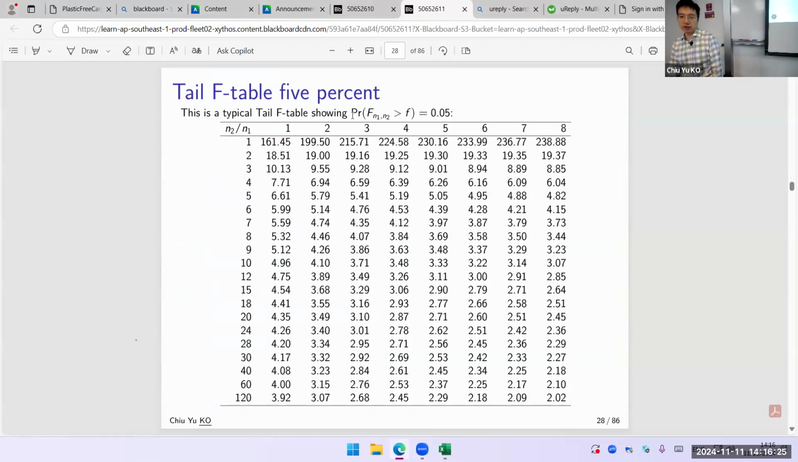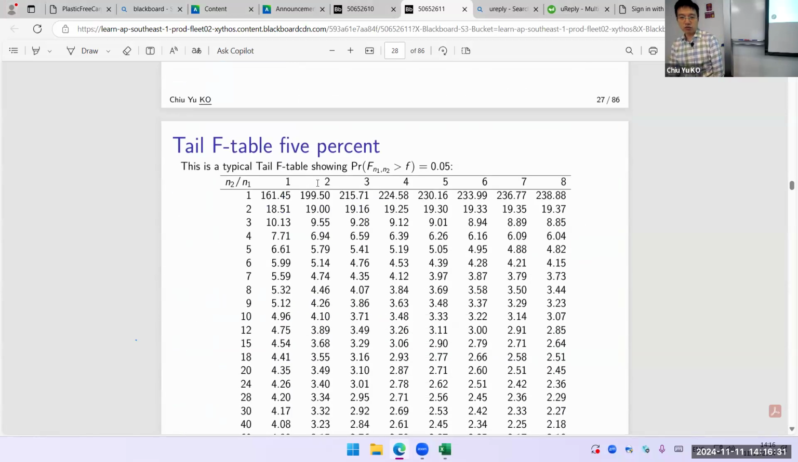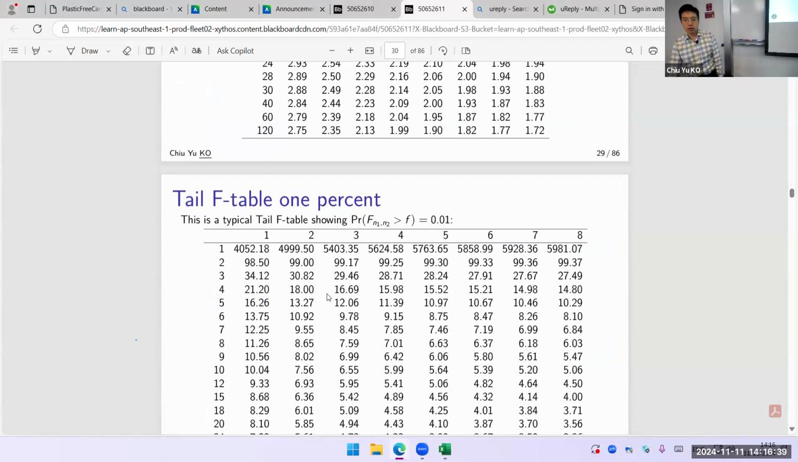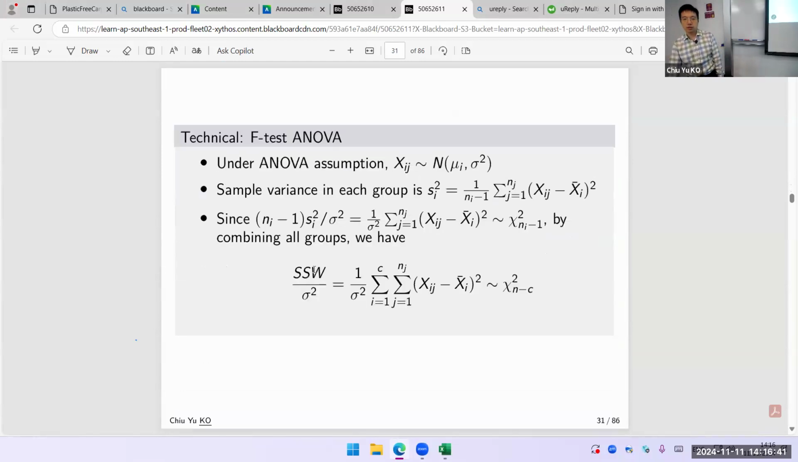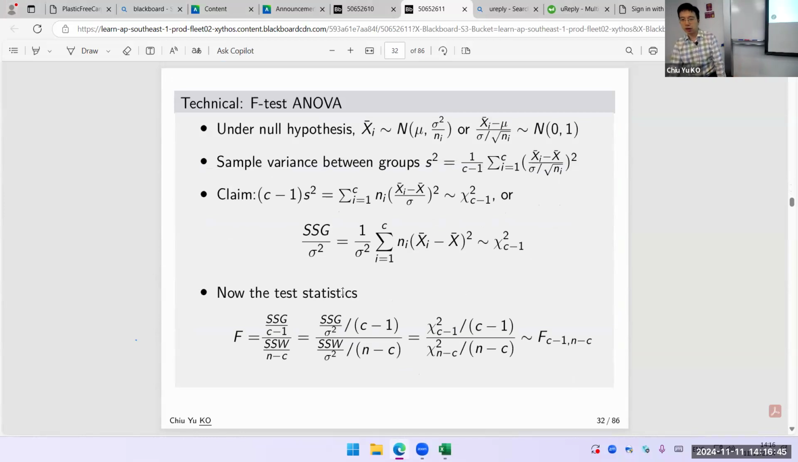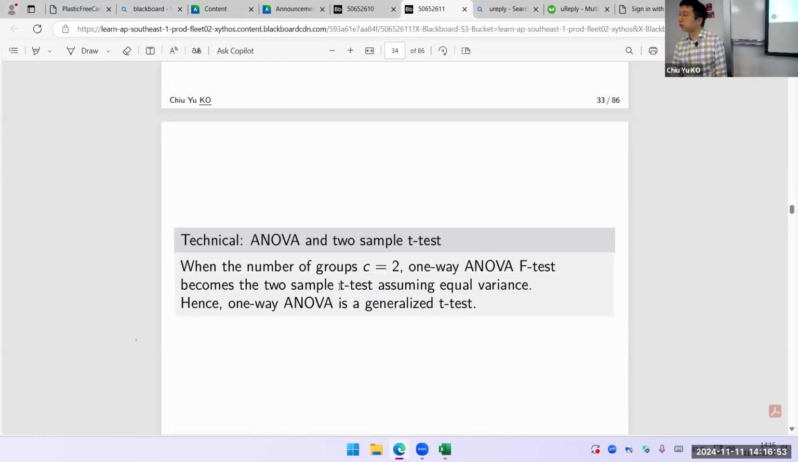N1 over N2 there, this is the right tail table. So you can look at this, 2 and 9 will be somewhere around this number. So that's how we create the table, the right tail. This is the idea behind ANOVA, but we are not going to do the proof here. You can check, that is the simplest case that you can do. There's a proof, but I'm not going to do any proof.